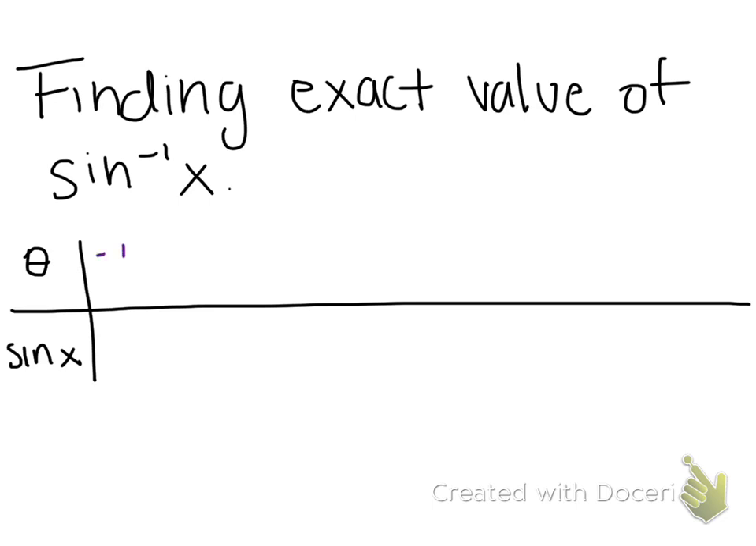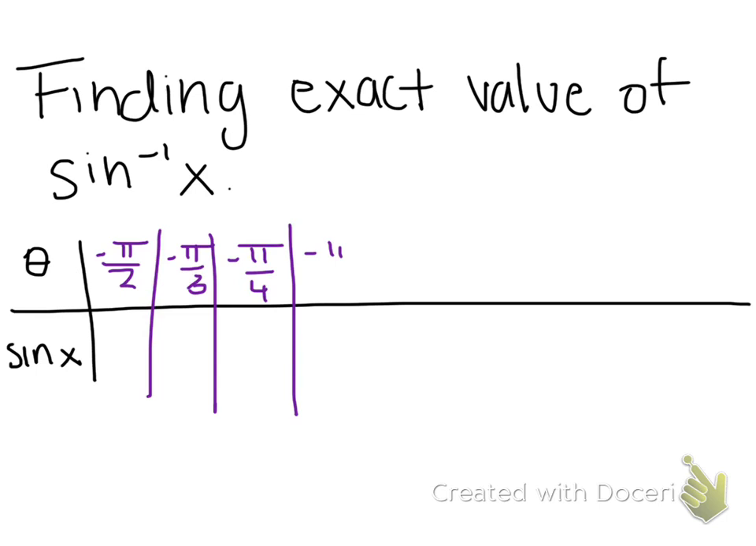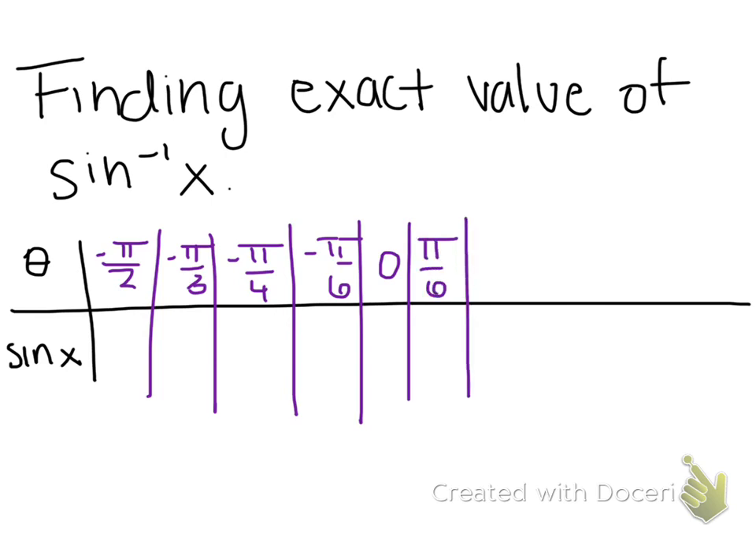The first one we'll have is negative pi over 2. Then we'll have negative pi over 3, then negative pi over 4, negative pi over 6, 0, and then it's going to be the same values, but now they're positive. So I have pi over 6, pi over 4, pi over 3, and pi over 2.